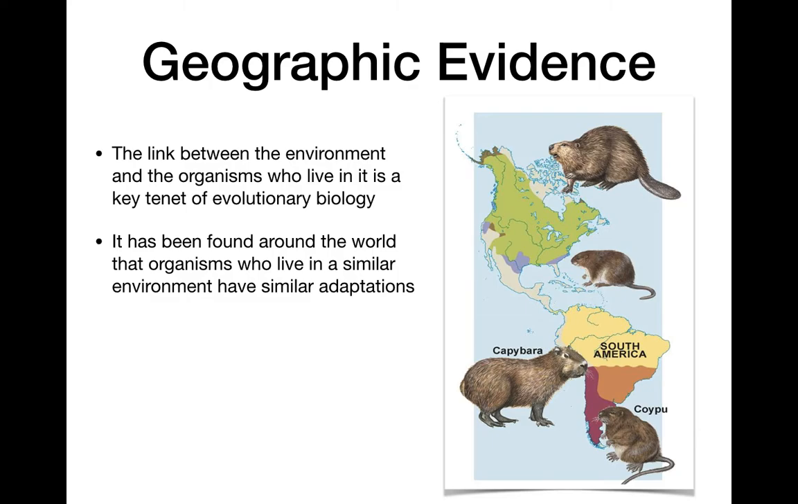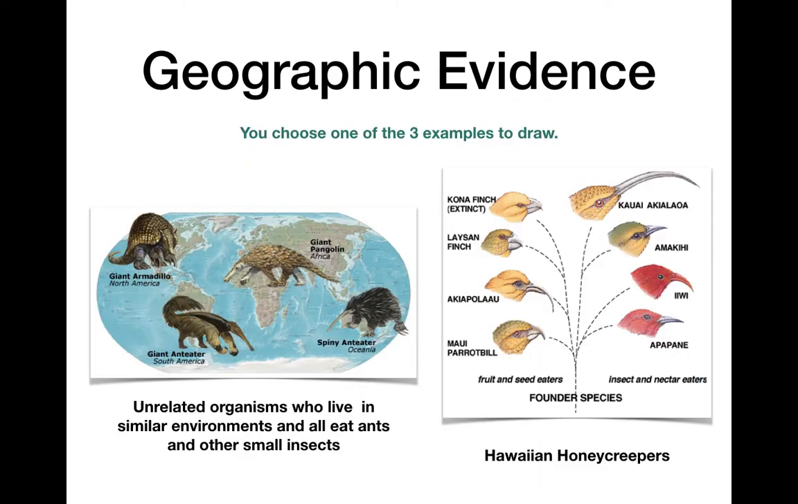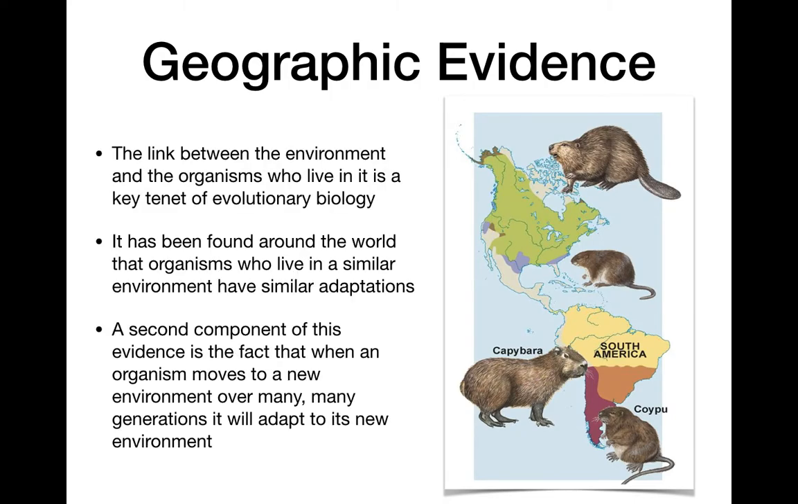Even though they're completely unrelated, they tend to have similar adaptations, and that's one piece of geographic evidence. The other piece of geographic evidence is that when organisms move to a new environment over many, many generations, many hundreds and thousands and millions of years, it will adapt to its new environment.